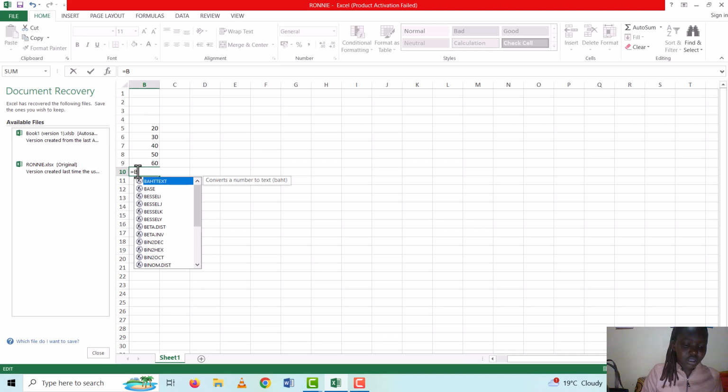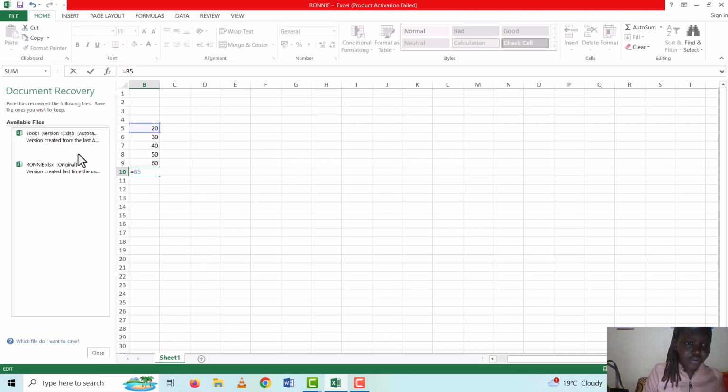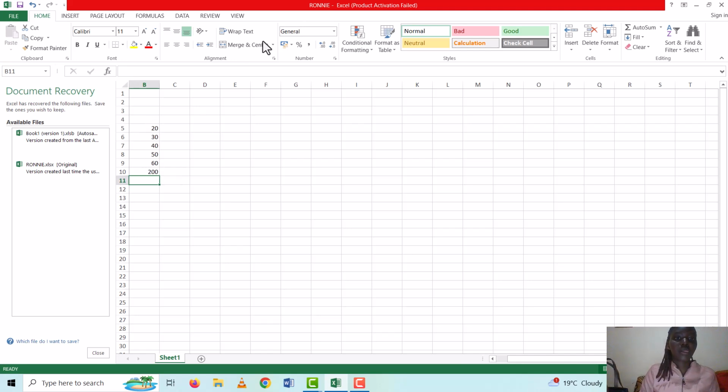Let me say, for example, B5 plus B6 plus B7 plus B8 plus B9. So here's the sum. The sum of these digits is 200.